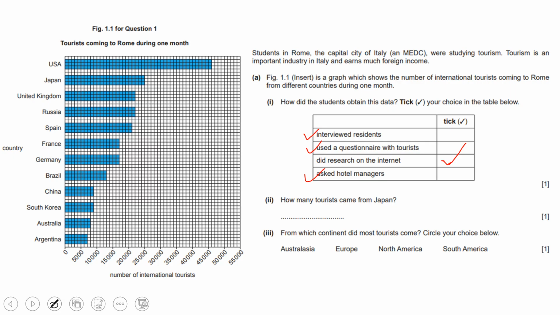Now, how many tourists come from Japan? So this is Japan. You just need to move down to your x-axis here and get the value. So it's 25,000 tourists. Now, from which continent? The keyword you should look at here is continent. From which continent did most tourists come from? I think USA is in North America. So that's your answer.